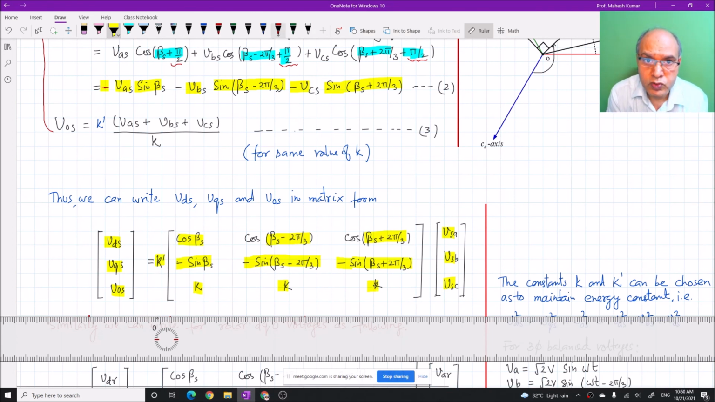This constant is chosen to be consistent with the zero sequence definition of the voltage as per the symmetrical component theory. And this constant is taken in such a way that the energy, the power, remains constant in both the transformations. So in the next class we will see how these constants are computed in order to make the energy constant in both the transformations.